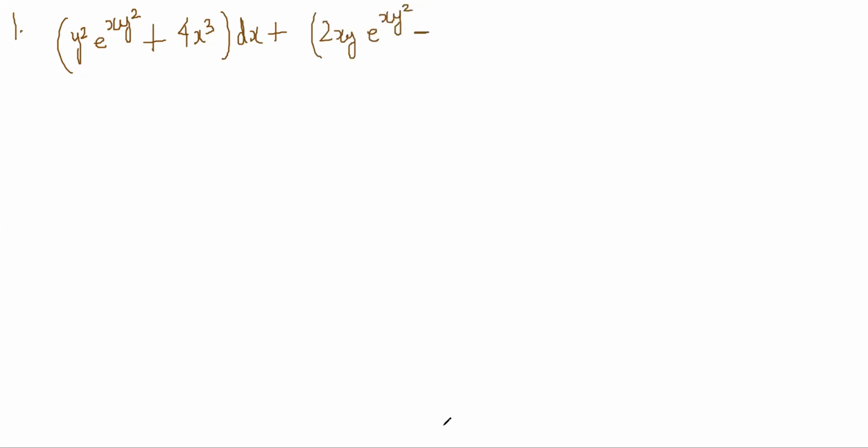The first one is y square e power xy square plus 4x cube dx, plus 2xy e power xy square minus 3y square dy is equal to 0. So we have discussed this type of thing earlier. Let's just revise that.